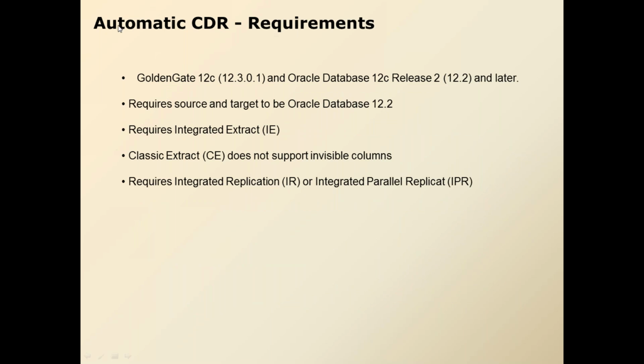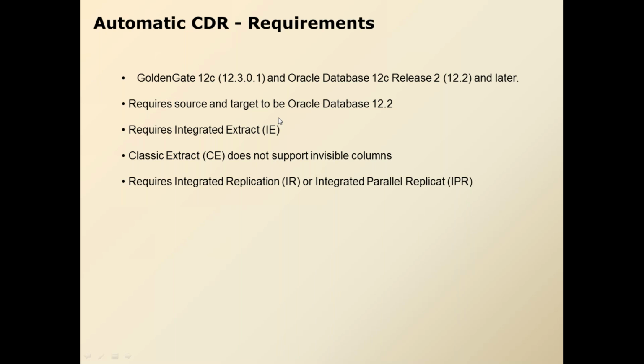So let us see the requirements. What are the requirements for implementing auto CDR? For implementing auto CDR, the minimum Goldengate version should be 12.3.0.1. If you are using a Goldengate version less than 12.3, for example 12.2, you cannot use automatic CDR. Similarly, your Oracle database version for enabling automatic CDR should be release 12.2. If your database version is 12.1, you cannot use automatic CDR. It requires the source and target databases to be 12.2.